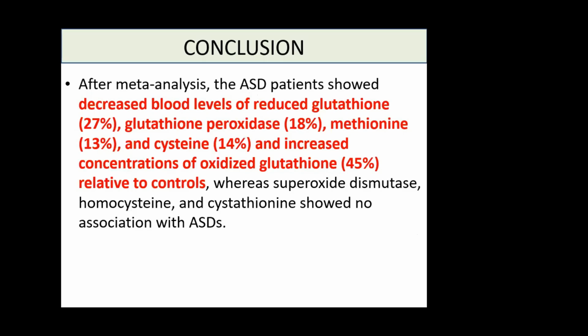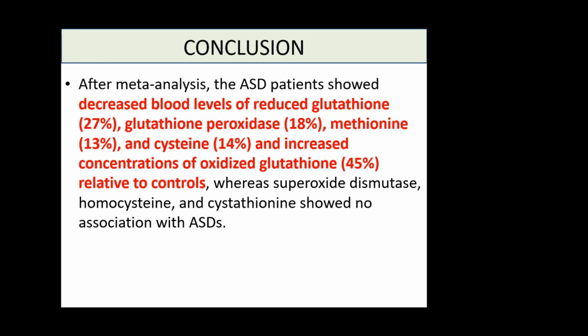The conclusion from that study is that ASD patients showed decreased blood levels of reduced glutathione. Reduced glutathione is the active form of glutathione, right? 27% less. And then the glutathione enzyme, 18% less, right? Methionine is an amino acid that can also be converted to cysteine, 13% less, cysteine, 14% less, and increased concentrations of the oxidized, the inactive form of glutathione. So they have less active form of glutathione, but high levels of the oxidized or inactive form.